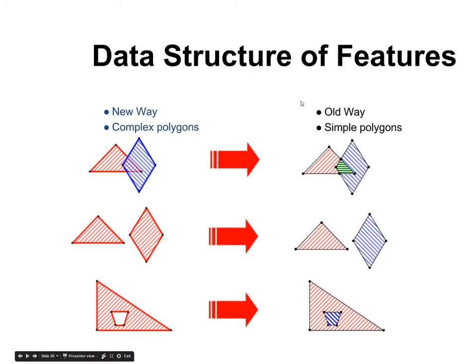Back in the days of the ArcInfo coverage, topology was implemented or enforced in a very strict manner. You could not have overlapping polygons. You could not have multi-part polygons, and you could not have holes in polygons. So the newer data structure allows more flexibility with the way you model with your features.